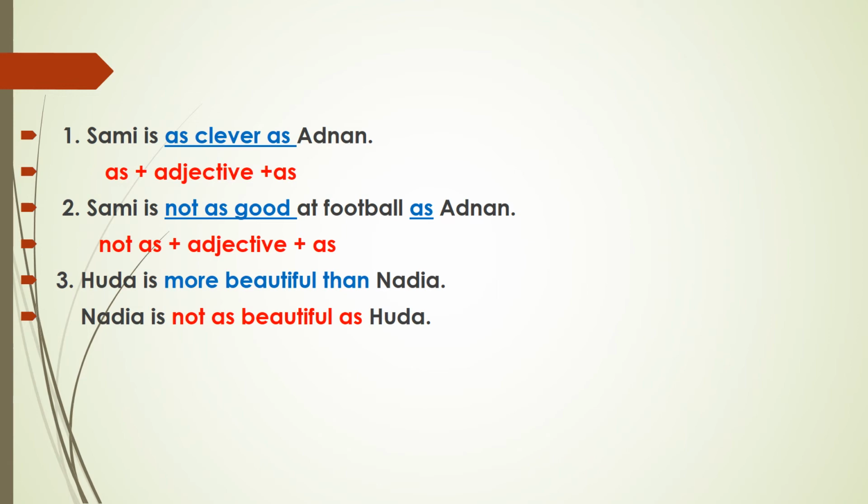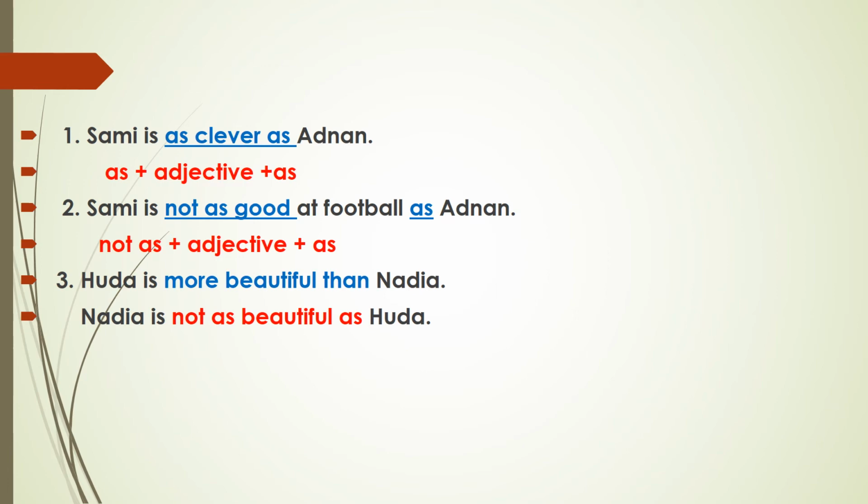Now number 2. Sami is not as good at football as Adnan. Notice this sentence also. We want to compare between Sami and Adnan by using the adjective good. But do you think that they are the same? Sami is as good as Adnan at football. Do you think that they are the same? No, they aren't the same. They are different. So we use not as plus adjective plus as.